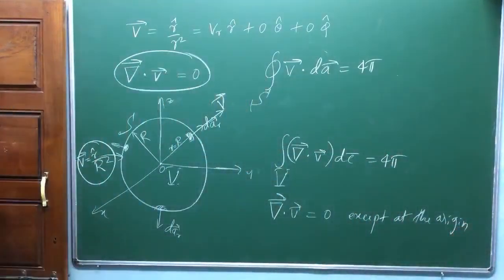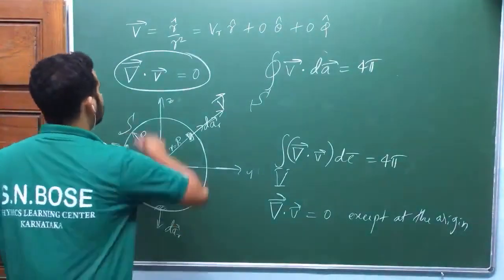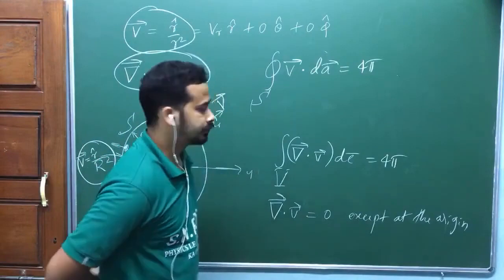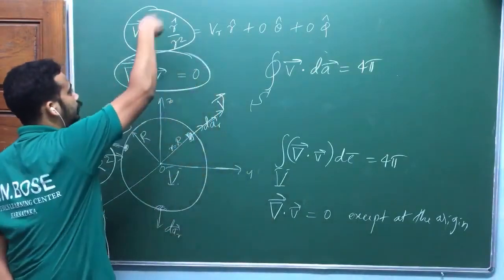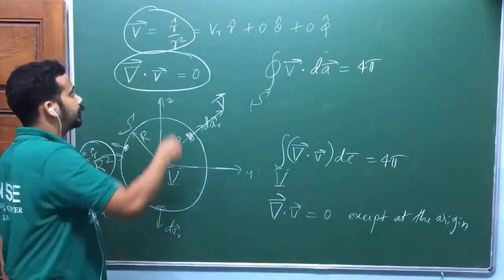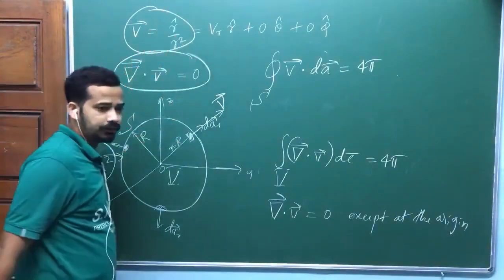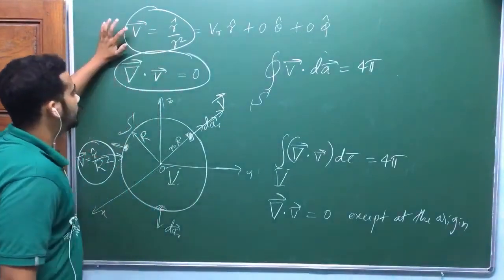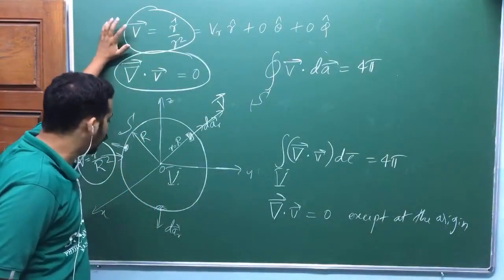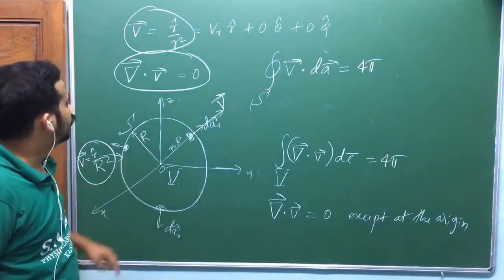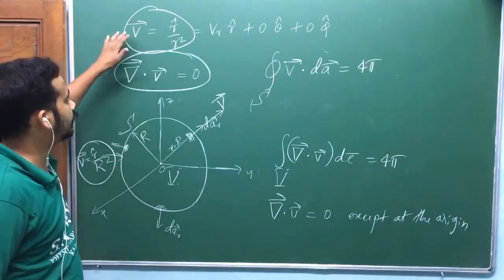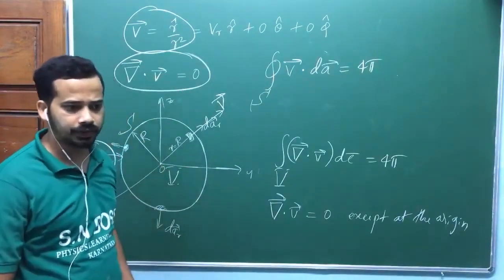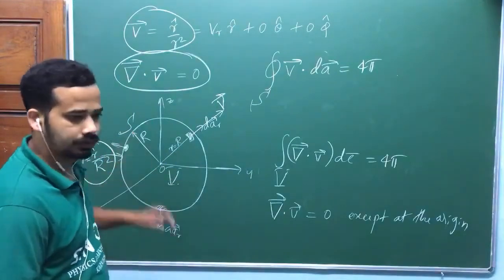Except at the origin. That is the correct one actually, because this vector field is not differentiable at the origin at all. When you put r equal to 0, you end up with infinity, isn't it? The magnitude of this vector field tends to infinity. So that's why this vector field blows up at the origin. Divergence is a kind of differentiation, and the field is not differentiable at the origin. You better say it like that.